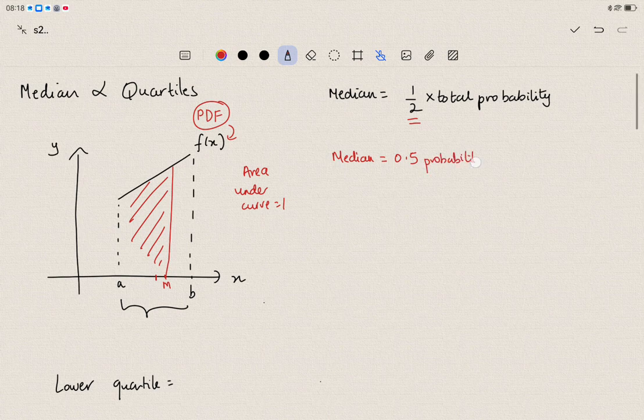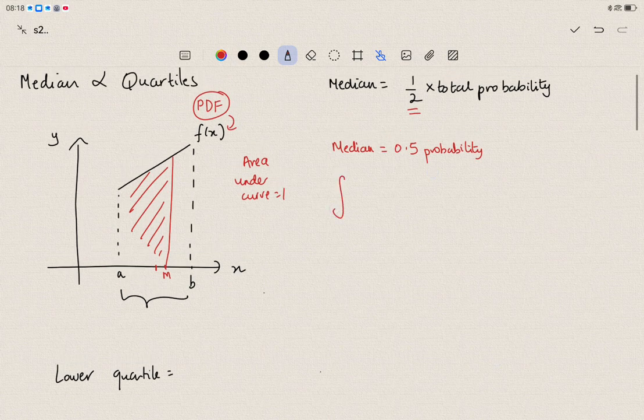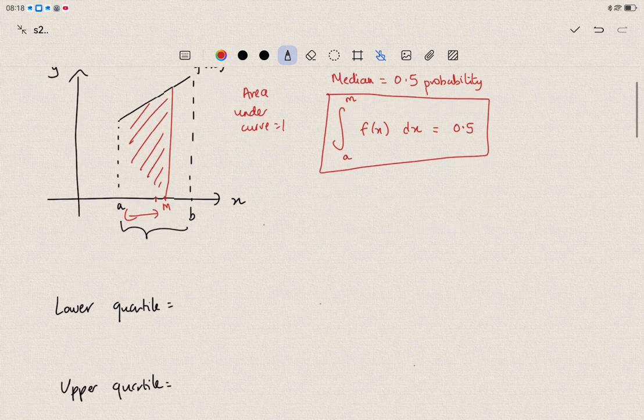We know that the probability is just the integral of this function. Donc, on va intégrer la fonction fx dx with respect to x, and then the value that we're going to take is going to be from our starting point, which is a, and we're going to stop at m, which is the median. Ça doit nous donner 0.5. This is the construction of the equation to get the median.